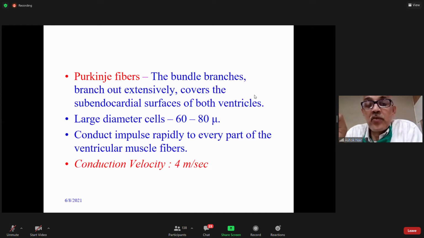Its main function is to conduct impulses rapidly to every part of the ventricles. As its conduction velocity is very high, 4 meters per second, it will rapidly conduct impulses to all the regions of the ventricles.